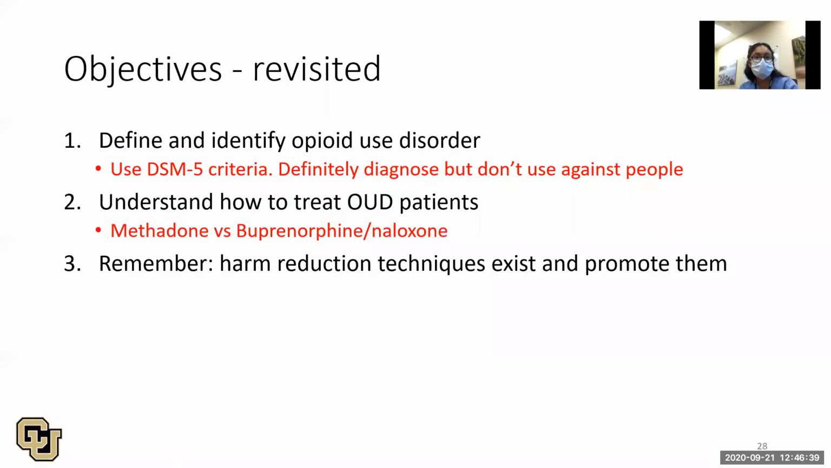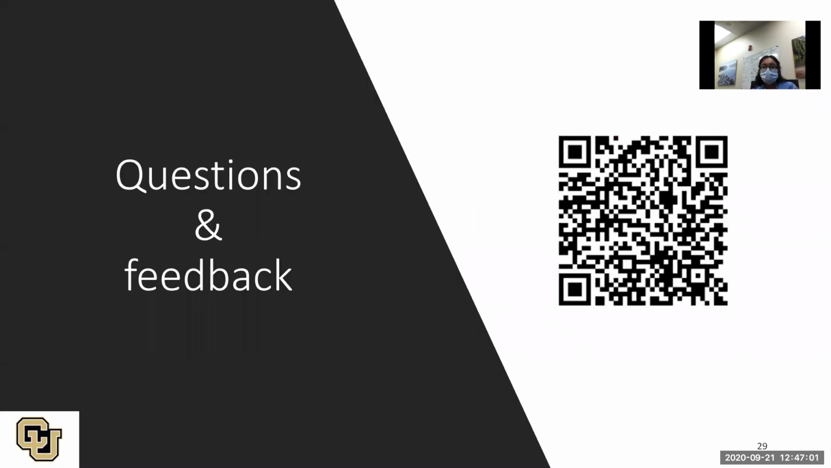Thank you, fabulous. So today we use DSM criteria to identify opioid use disorder and ask the questions that really fit the patient in. Diagnose them, but don't use it against them. We talked a little bit about methadone versus buprenorphine plus or minus naloxone in treatment, and then looked at some of the harm reduction techniques. So thank you, Graham, so much. I learned a lot from you. I love doing this co-conference.